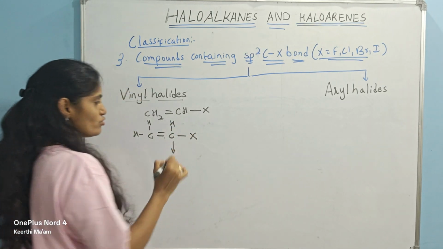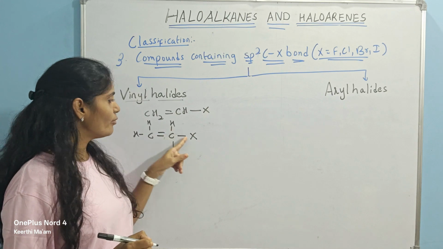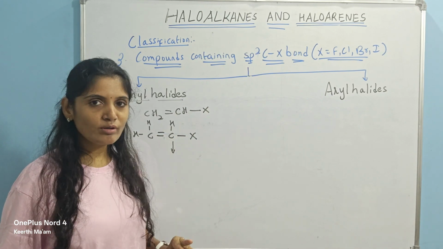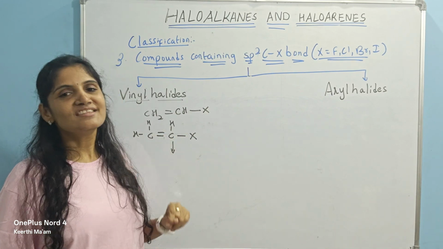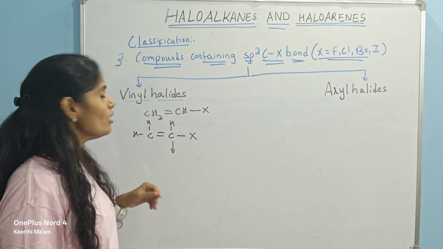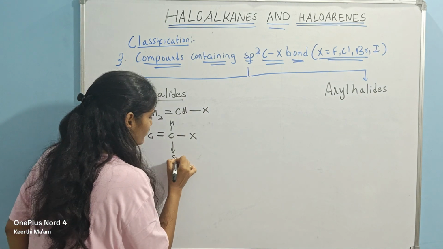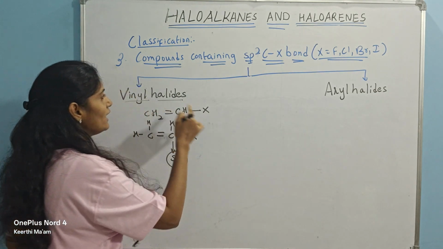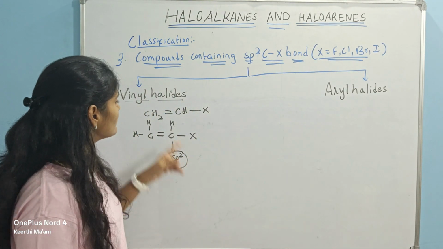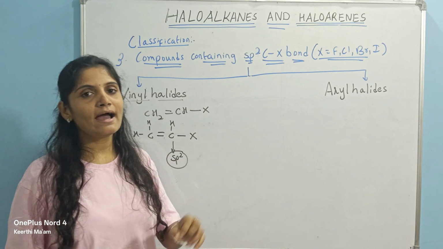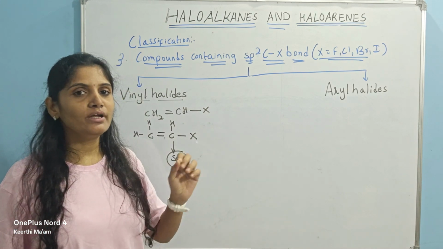Okay, so this carbon I have to check. This carbon has how many sigma bonds? 3 sigma bonds. When it is 3 sigma bonds, the steric number is how much? 3. When the steric number is 3, my hybridization will be sp2. So in vinyl halides, the carbon holding halogen will have a hybridization of sp2.